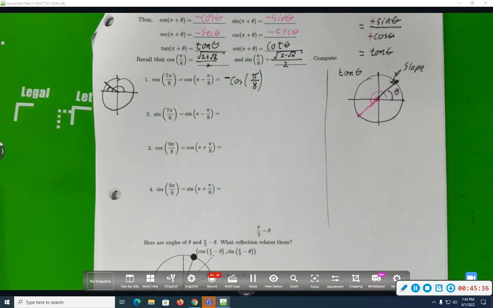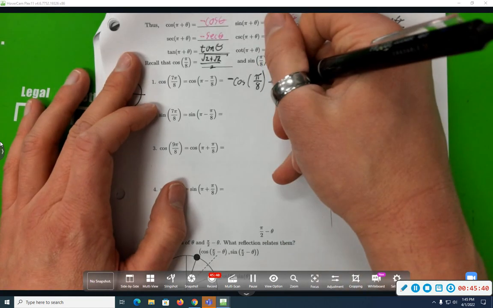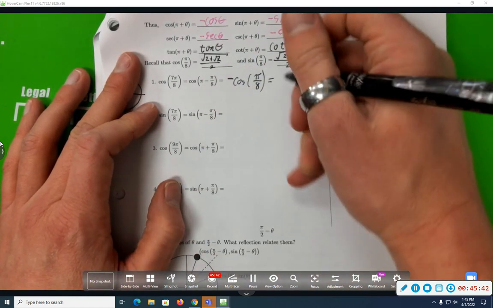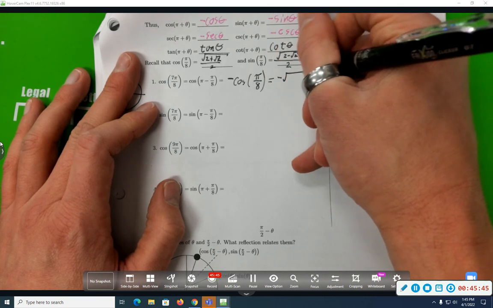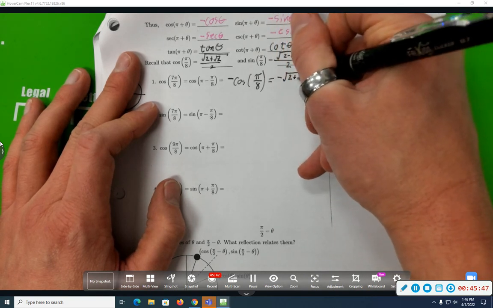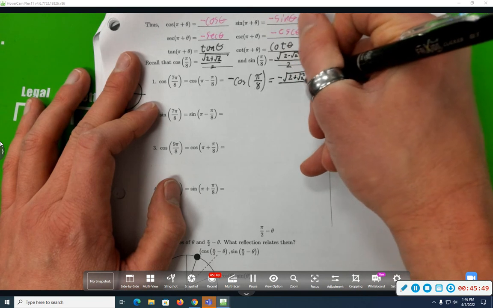And do we know what the cosine of pi over 8 is? Yeah. It's that. Negative the square root of 2 plus the square root of 2 all over 2.